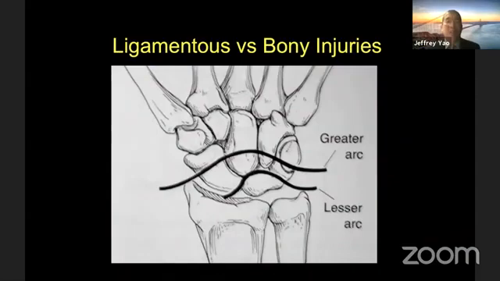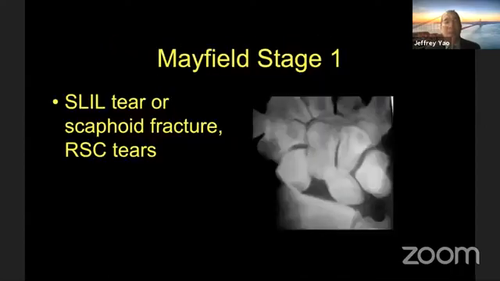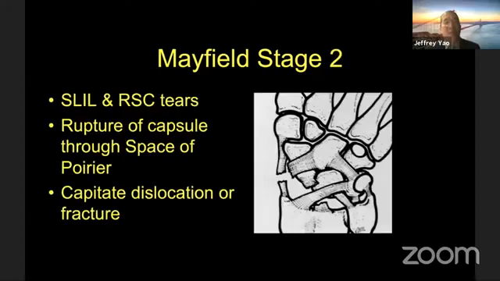We further classify these injuries as ligamentous versus bony injuries, greater arc injuries involving a fracture of any bone at any location, and lesser arc injuries being purely ligamentous injuries. So the Mayfield stage one classically is a scapulolunate ligament injury or, in a greater arc injury, a scaphoid fracture, with radioscaphocapitate ligament injuries.